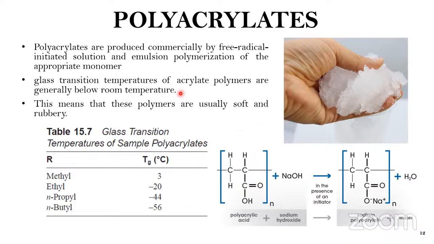Polyacrylates are produced commercially by free radical initiated and emulsion polymerization of the appropriate monomers. The glass transition temperature of acrylate polymers is generally below room temperature. Now, what glass transition temperature did we study in a recent slide for PMMA? It is 105, above 100. And what is this statement here? The glass transition temperature of acrylate polymers is generally below room temperature.